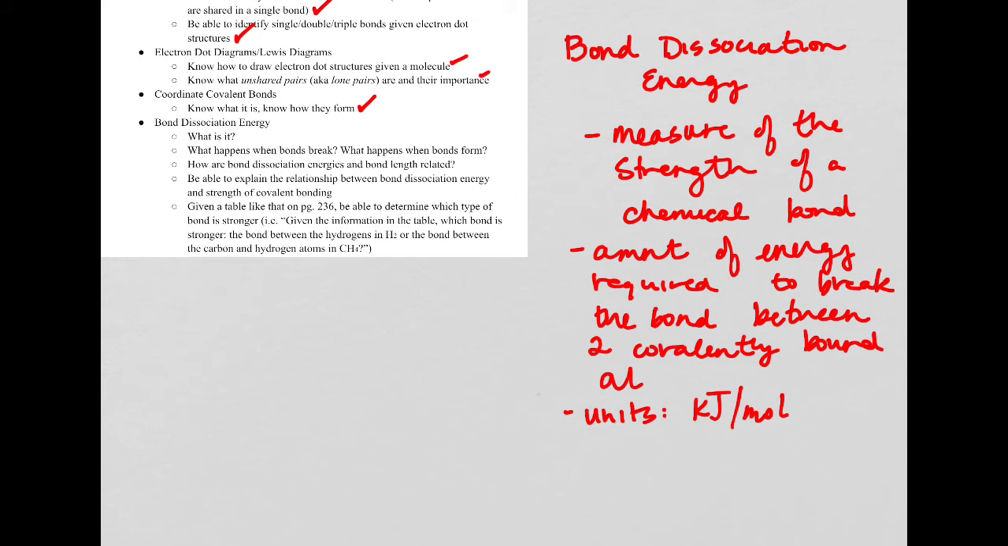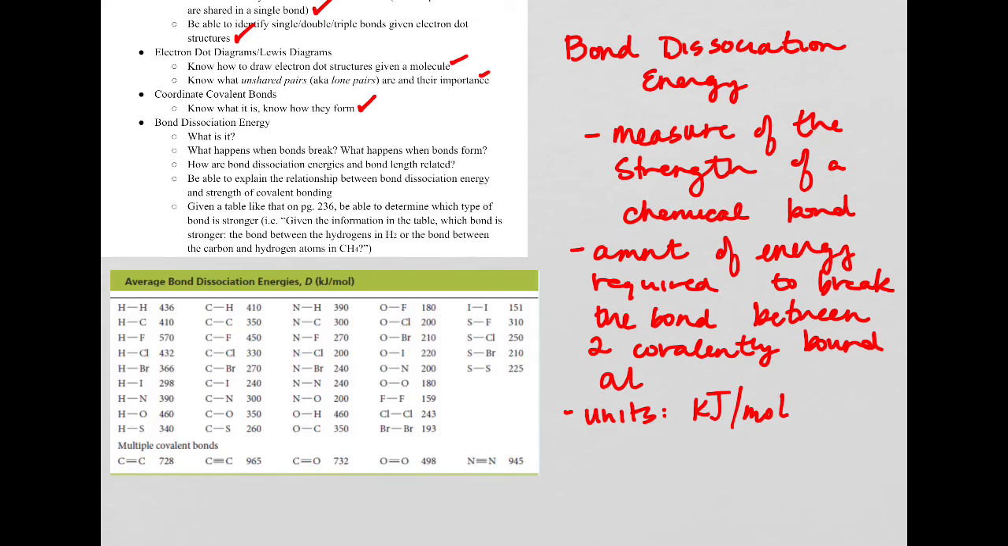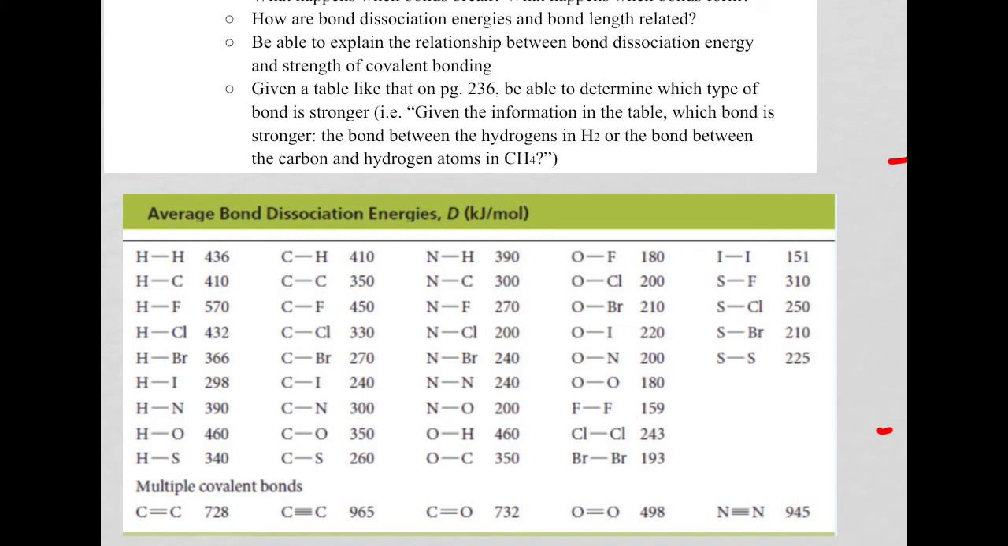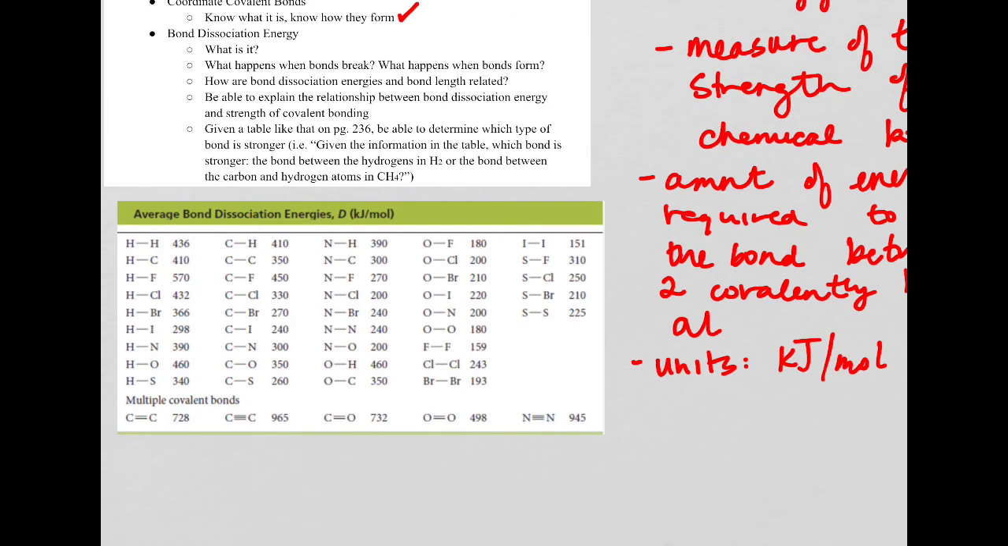So for example, I'm going to pull up this table. Okay, so the bond dissociation energies are often given to us in a table like this one here. If we look at this table, we have this bond, and then we have a value next to it. We have this bond and a value next to it. So this tells us that it takes 436 kilojoules per mole to break a hydrogen-hydrogen bond. So the higher the value next to these bond types, the stronger the bond.